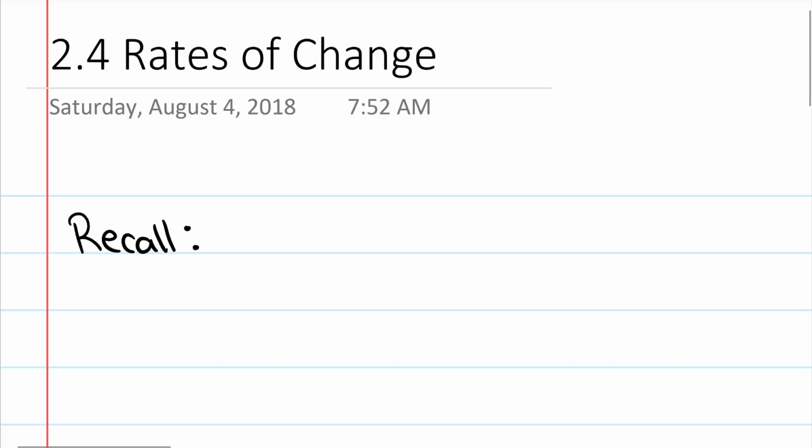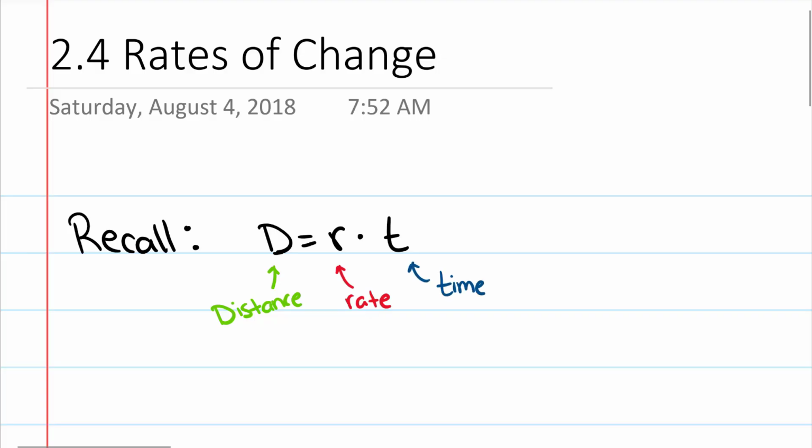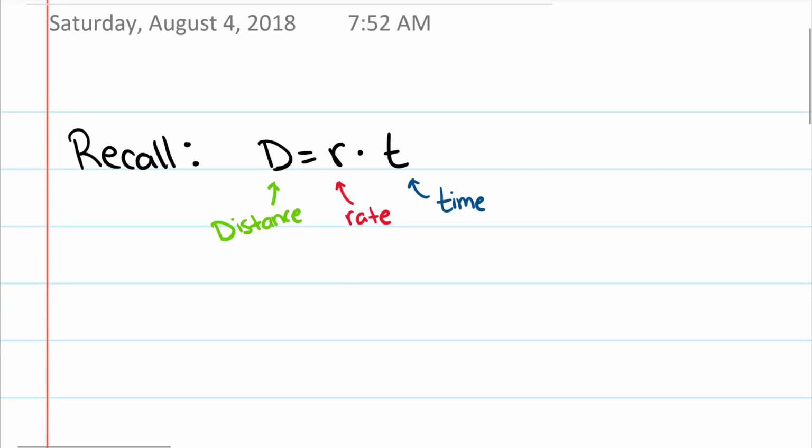So we need to recall how we determine distance based off rate and time. Recall that distance is equal to rate times time, where this is distance, R is the rate, and T represents time. So if we want to determine the rate given this equation, we can rearrange the variables and write R is equal to distance divided by time.